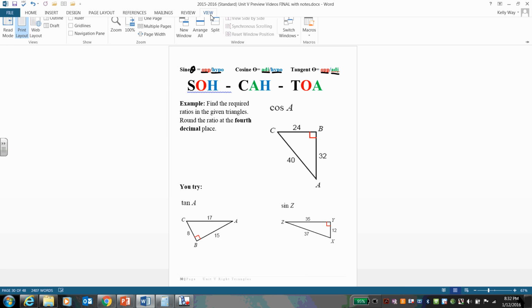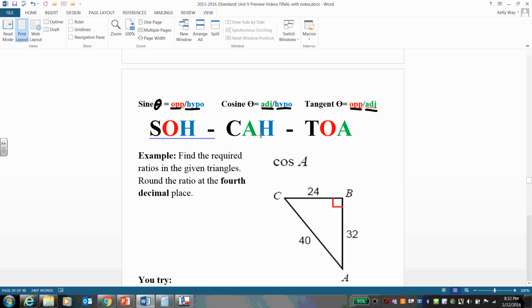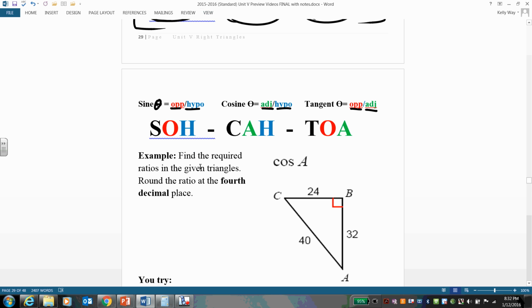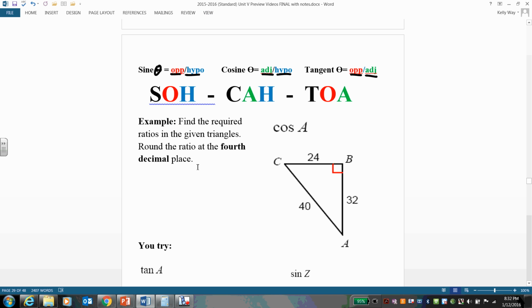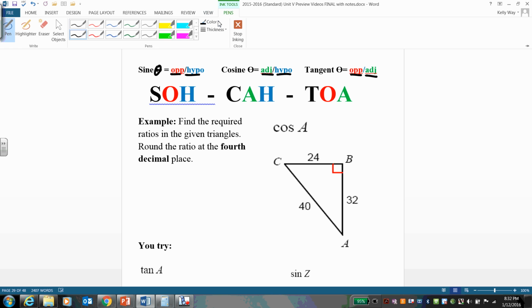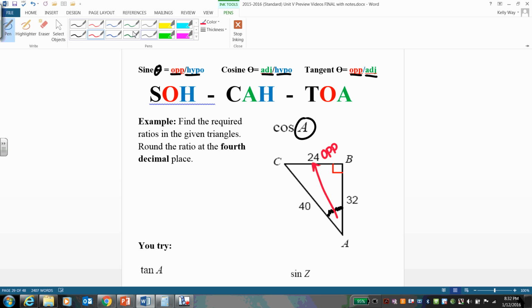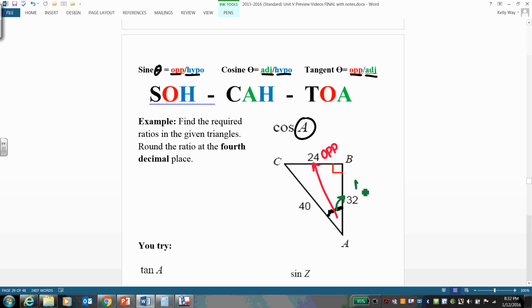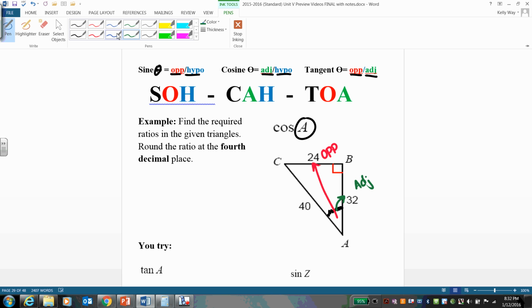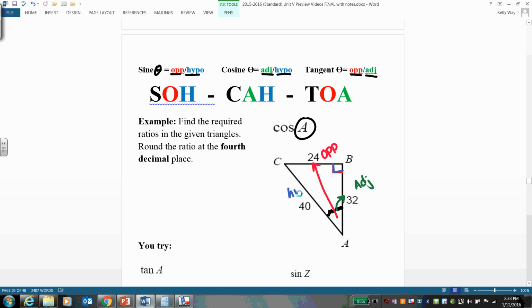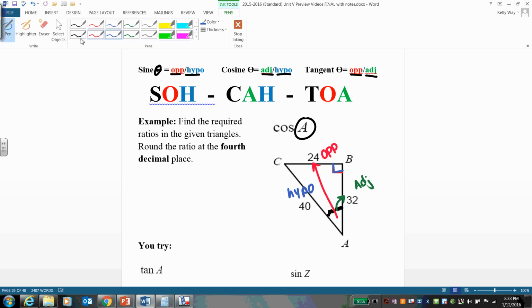Let me give you an example. I'm going to do one, and you're going to do one. It says here, find the required ratios of the given angles, rounding to the 4th decimal place. So right here, I want the cosine ratio of angle A. So I come over here. There's angle A. Step 1, you label opposite, adjacent, and hypo. That makes 24 my opposite. That makes 32 my adjacent. And the hypo is always across from the right angle. That makes it hypo.